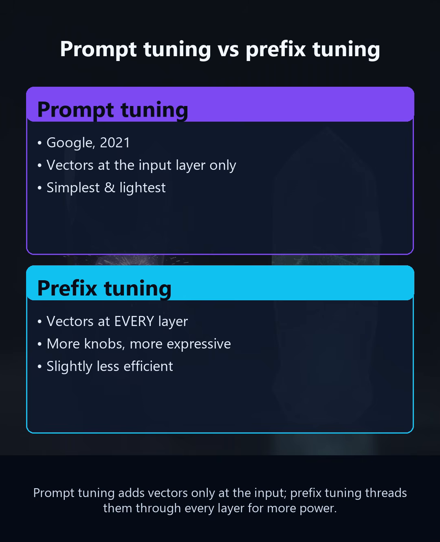There are two main flavors, and the difference is depth. Prompt tuning, from Google in 2021, adds trainable vectors only at the input embedding layer, the simplest and lightest option. Prefix tuning goes deeper. It prepends trainable vectors to the hidden states of every layer in the model. More knobs to learn, more expressive, but slightly less parameter efficient than plain prompt tuning.